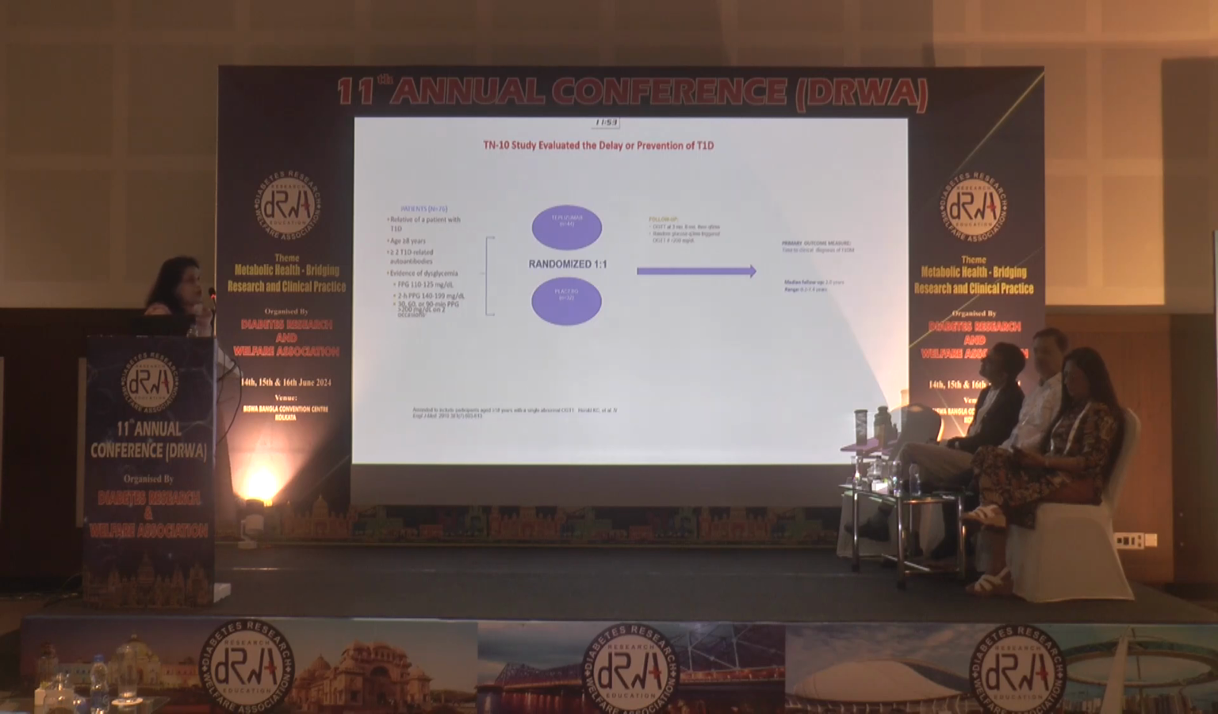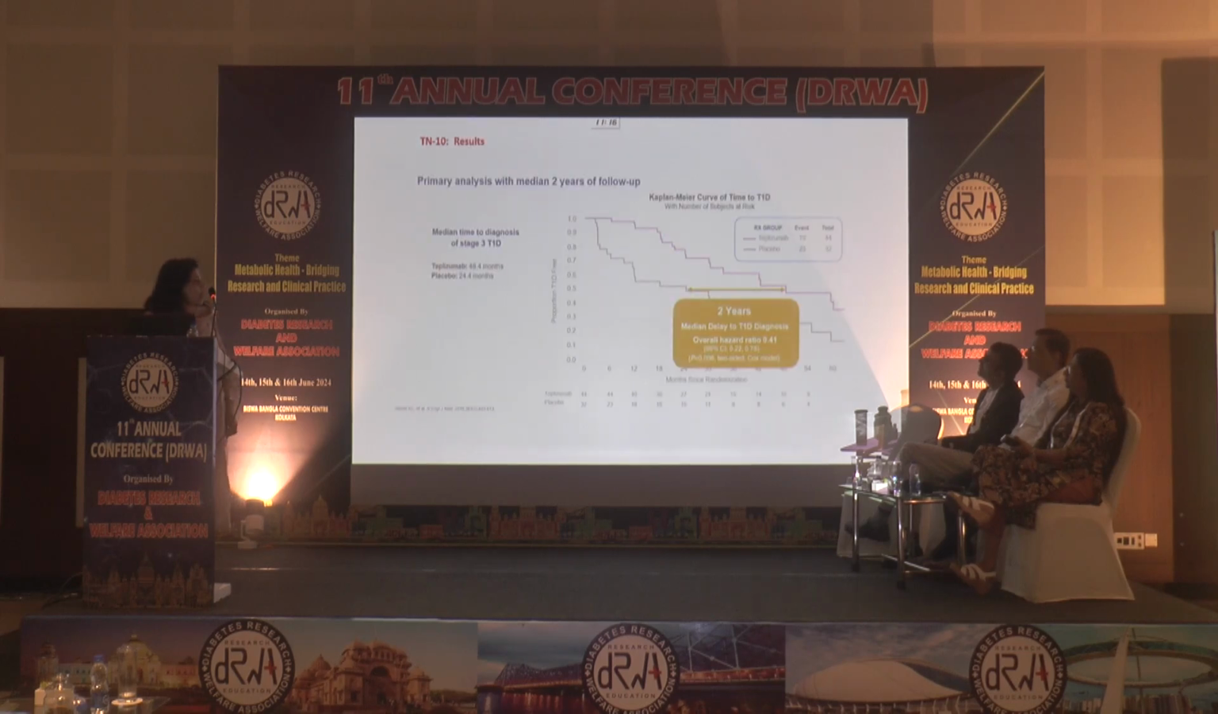At least 2 type 1 diabetes related autoantibodies, evidence of dysglycemia, fasting between 110 to 125, and 2 hour postprandial 140 to 199. In the study, they also included a 30-minute, 60-minute, or 90-minute postprandial glucose more than 200 on 2 occasions. These patients were randomized to receive teplizumab or placebo, and they were followed up at 3 months, 6 months, and then every 6 months. The primary outcome measure was whether they went into stage 3 of type 1 diabetes or not. That means whether they developed overt hyperglycemia.